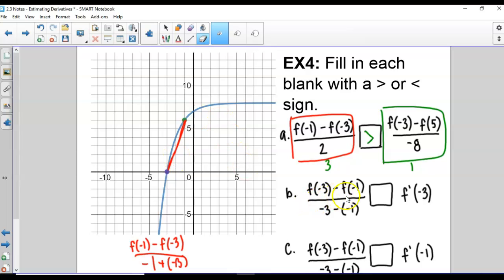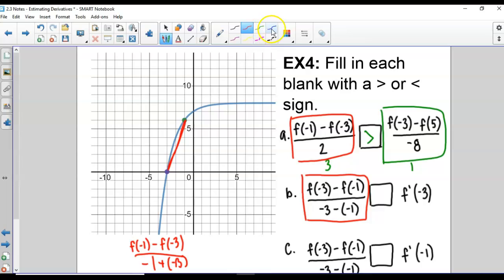is f of negative 3 minus f of negative 1 all over negative 3 minus negative 1. So, Wendy, that one looks like a slope formula to me. What slope do we have there? Slope between which 2 points? Negative 3 and negative 1. So it's that same line that I have drawn on my graph there in red. Right.